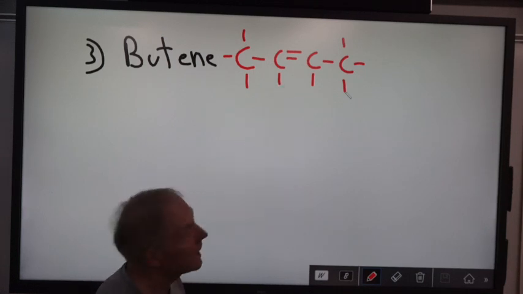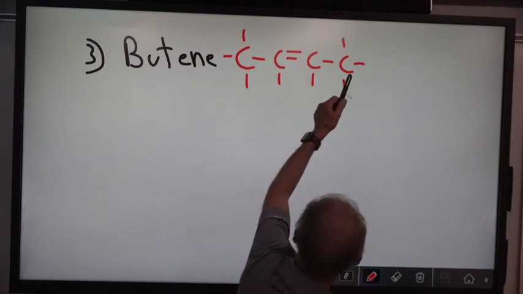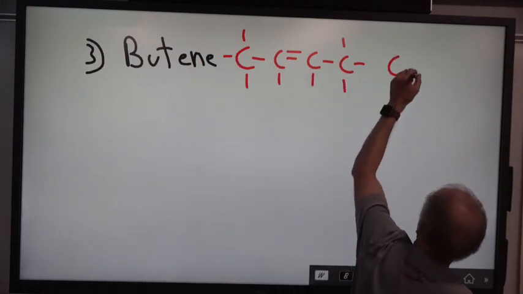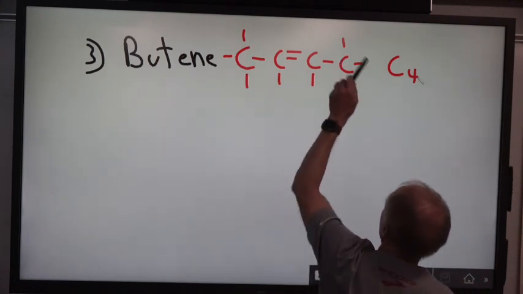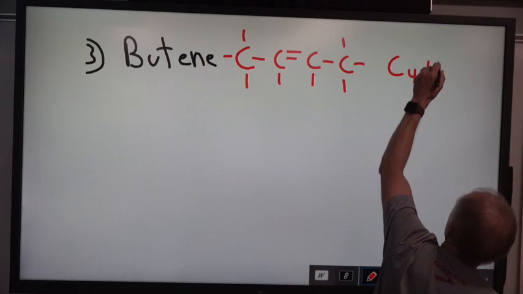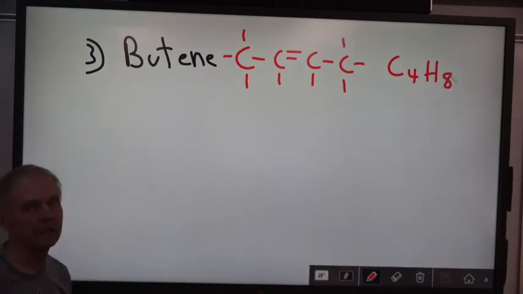Let's look at the molecular formula. Carbon, 1, 2, 3, 4: C4. Hydrogens, 1, 2, 3, 4, 5, 6, 7, 8: H8. So that is butene. Okay? Now, next.